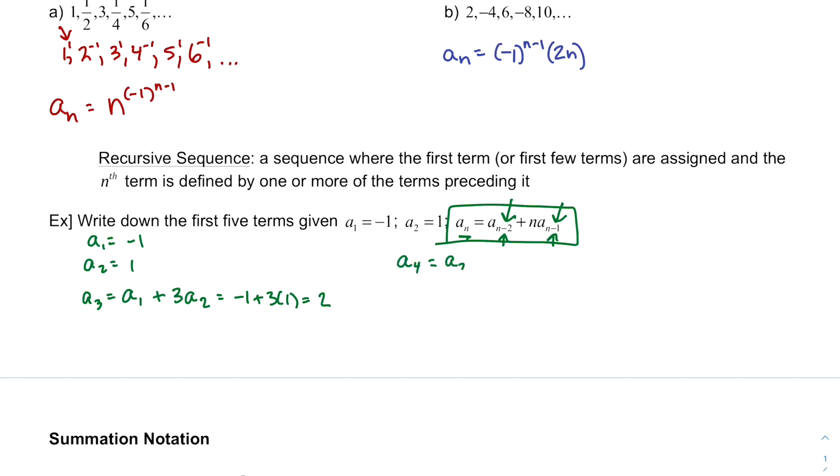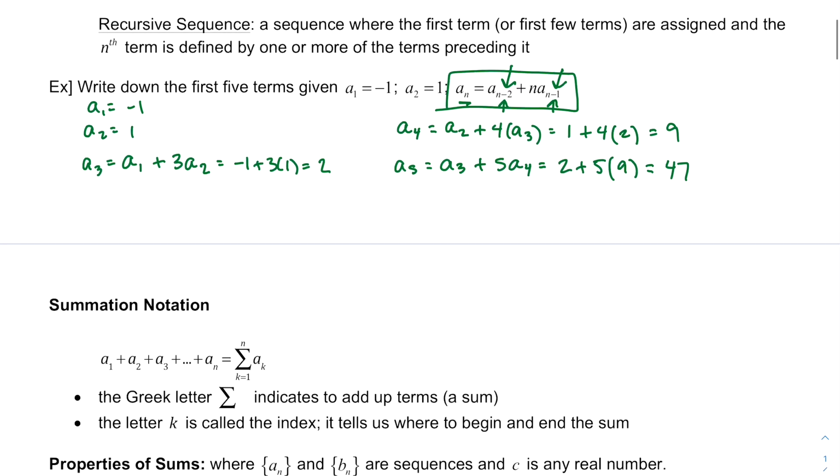Let's try that again for the 4th term. So a sub 4 would be a sub 2 plus 4 times a sub 3. So that would be 1 plus 4 times 2. So that would be 9. So for all of these, I'm needing the previous 2 terms to find them. So to find the 5th term, we'll need to find the 3rd term plus 5 times the 4th term. So the 3rd term was 2 plus 5 times the 4th term, which was 9. So what is that? 5 times 9, 45, so 47.